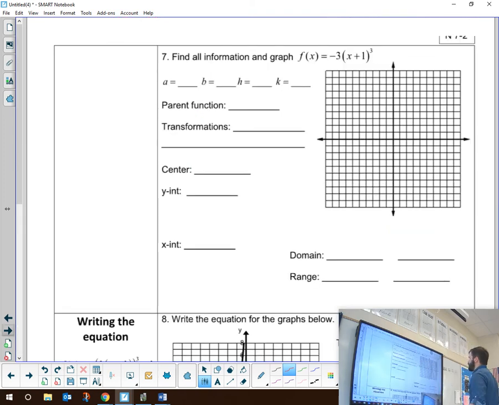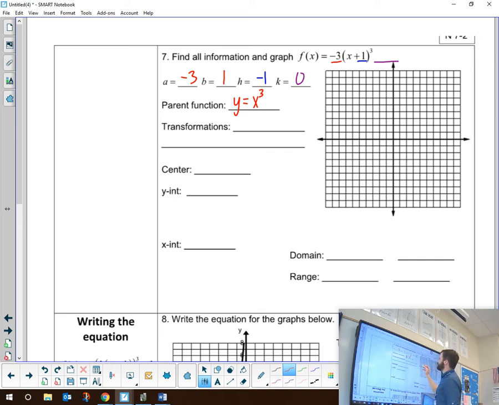So our next graph, number 7, we're going to find all the information for this one. On this one, we have an a of -3. We don't have a b, so my b is just 1. My h is going to be -1 here. And then my k, if there's nothing out here, is just 0. Now, your parent function is always going to be the same. It's going to be y equals x cubed for these.